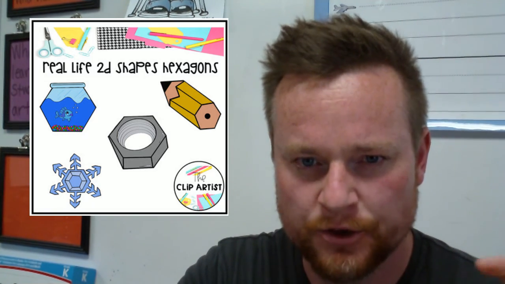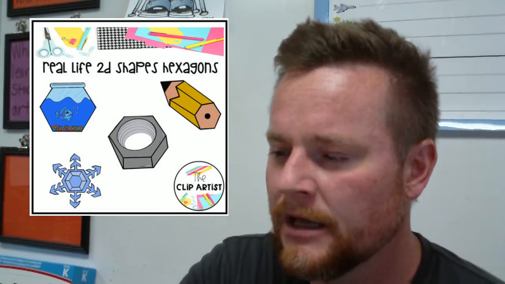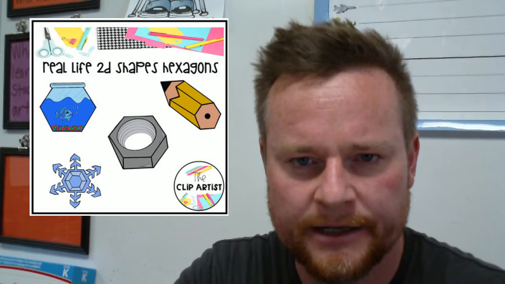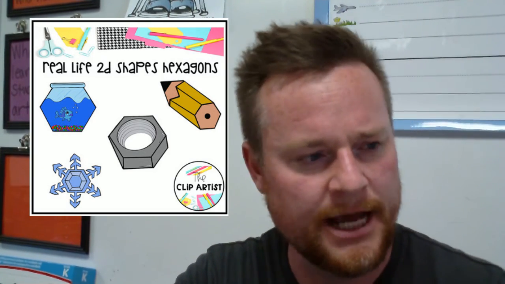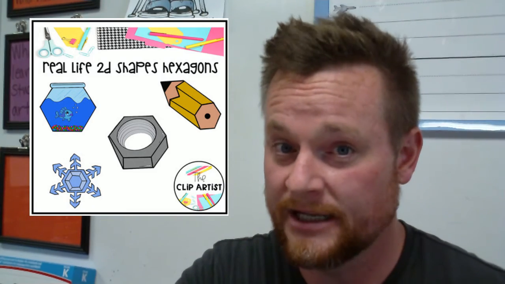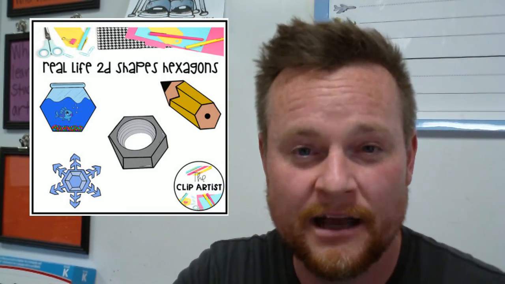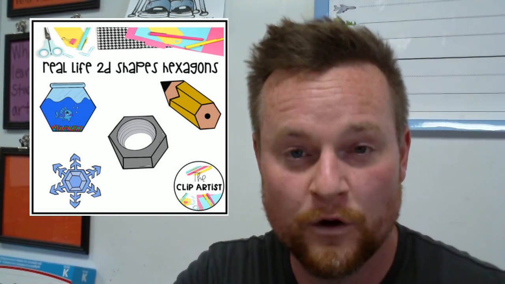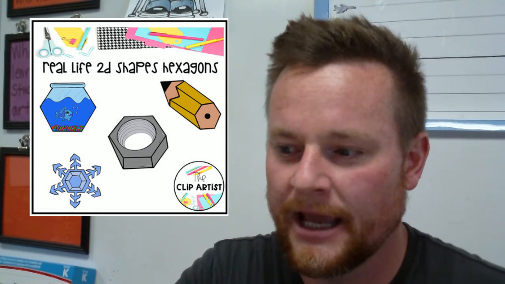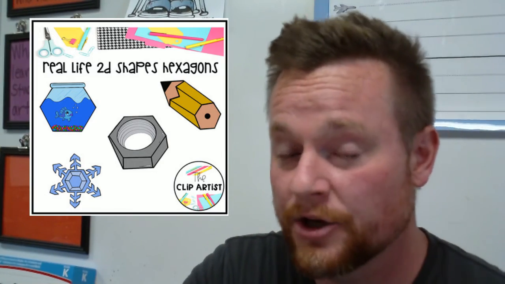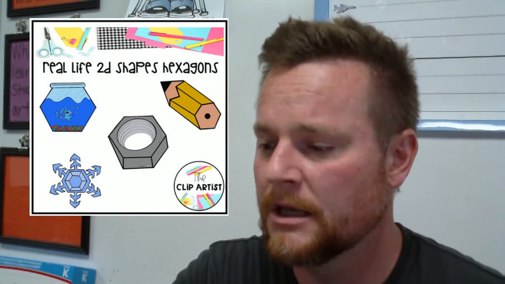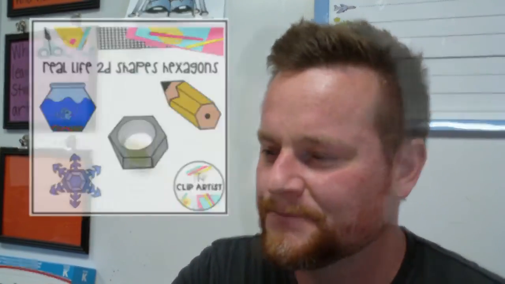Ooh, there's a hex nut that you can use when you build things. You screw it onto a screw or a bolt. If you took a pencil and cut it with something really sharp and you looked at it, a cross section is what that's called, it has the shape of a hexagon. Also, the inside of snowflakes form a hexagon. And maybe a fish tank could also be shaped like a hexagon. Let's see our next one.